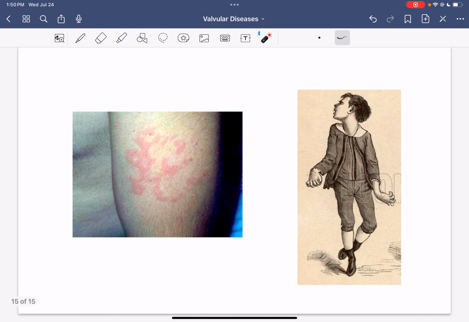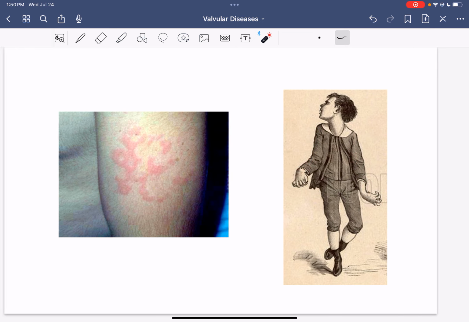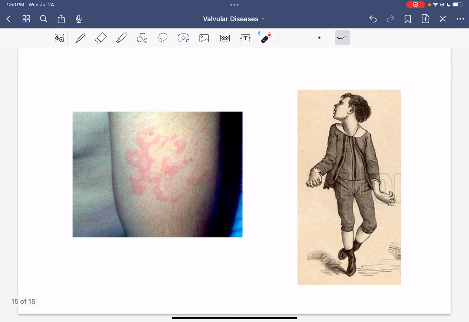Remember the mnemonic is Jones. And this is erythema marginatum, the cutaneous manifestations that you will see. And this posture is called your Sydenham chorea. Okay. So that ends the discussion of valvular diseases. This video is in the scope for a second year student. This is not in the scope for a third year student.